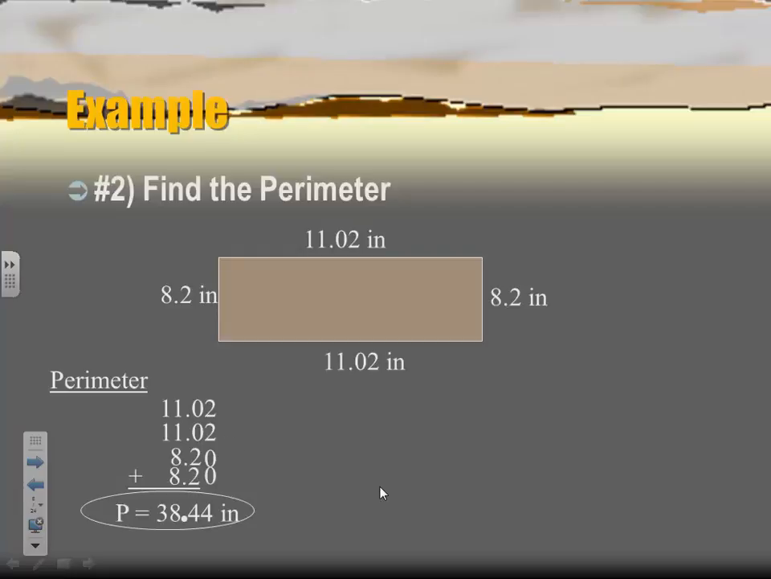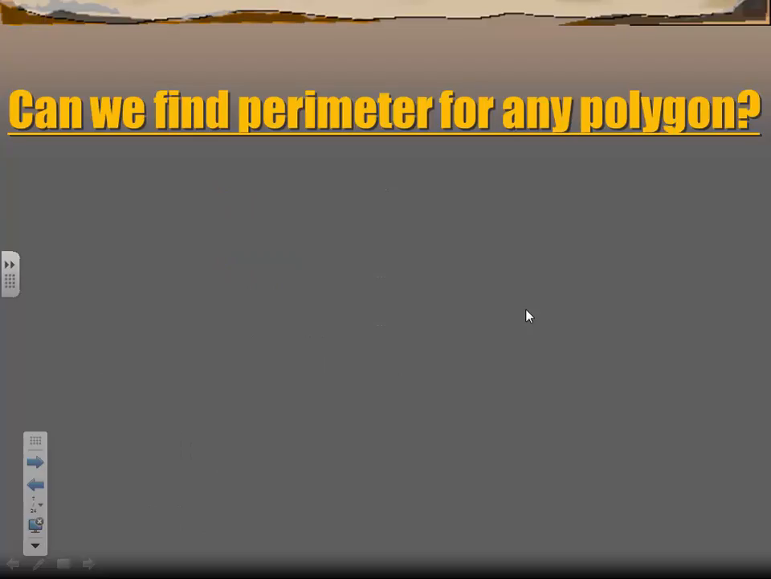What I would do in this case, this is fine if you do it this way, what I would do is I would multiply this 11.02 or 11 and 200ths by 2 and this 8 and 2/10ths by 2 and then add those up. That seems a little quicker, more efficient for me. If it's not for you, you do it whichever way works for you.